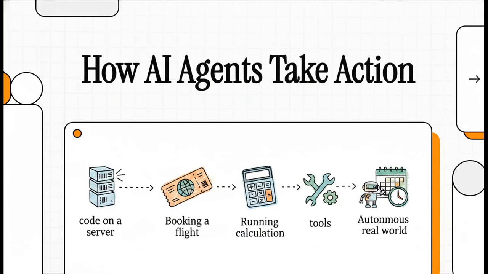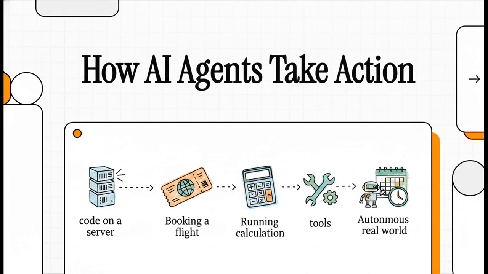Welcome to The Explainer. Today, we're diving straight into the mechanics of how large language models actually break out of their text boxes to interact with the real world. We hear a lot of talk about AI doing things, right? But how exactly does code sitting on a server actually book a flight or run a complex calculation?